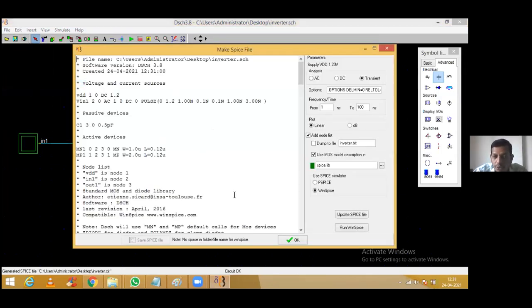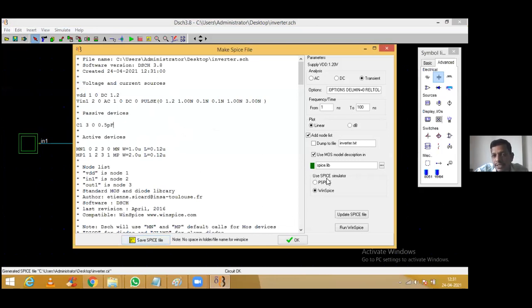And one more thing, most people get confused over here: is this save spice file visible, guys? This save spice file is hidden over here. Am I right? So first of all, you need to click on this netlist, inside the netlist. Then you can click on save spice file. Only at that time will it be saved.